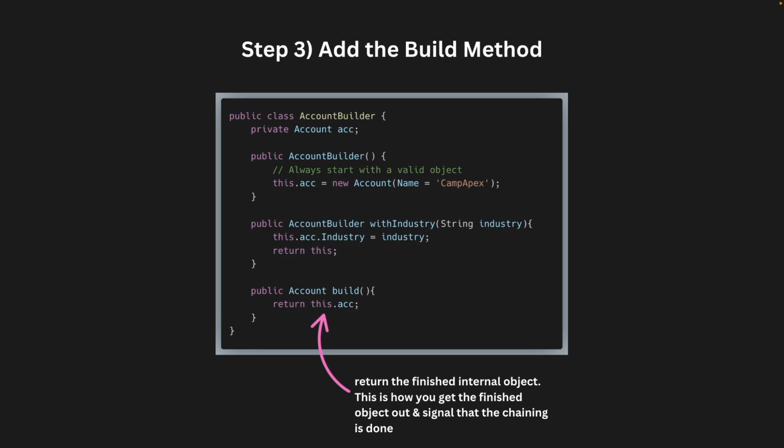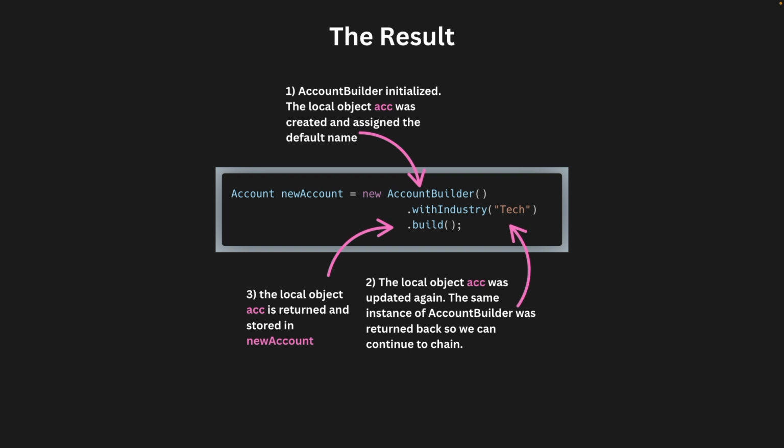The last thing that we need at a minimum here is to add a build method. The build method is going to actually return that finished internal object. So it's not going to return an instance of the class anymore. And this is how we get that local object out of the builder and signal that the chaining is now done. That might seem a little abstract until we see the actual result, or what that calling code would look like in a potential test class.